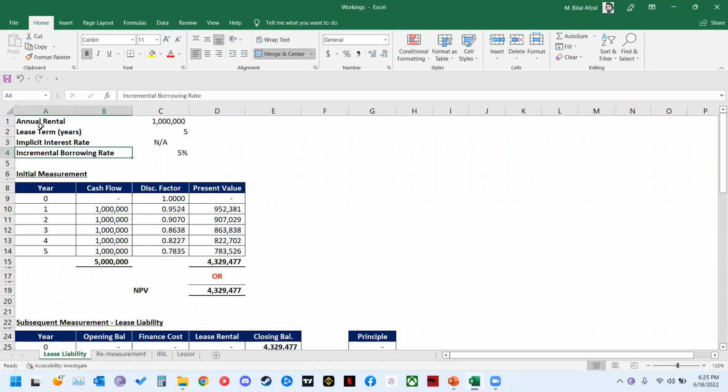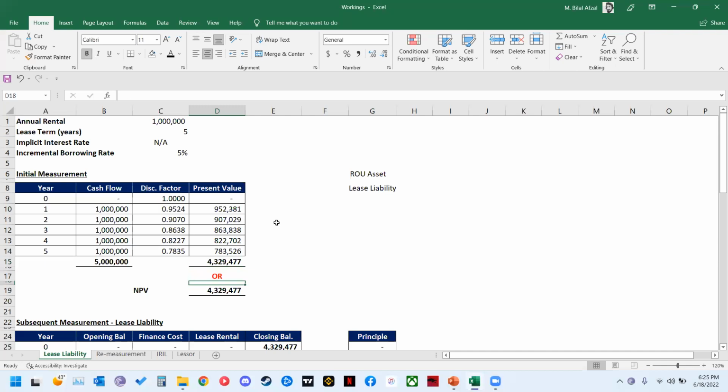What we need to do is that in the first step, we will need to record the right of use asset against the lease liability. Now, what are the lease payments in this case? The only thing we are paying is the annual rental of 1 million. So 1 million for each year, and total rental is 5 million. We will calculate the present value for each year, and the total would give us 4,329,477.